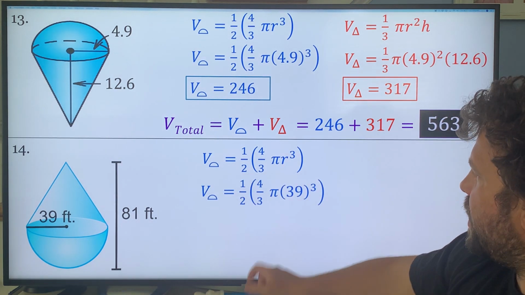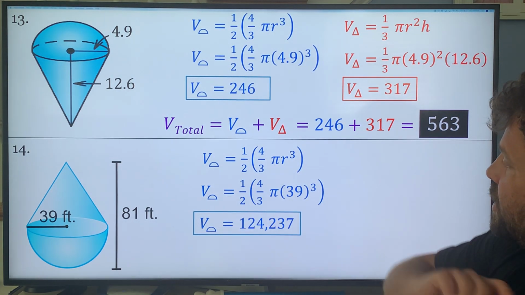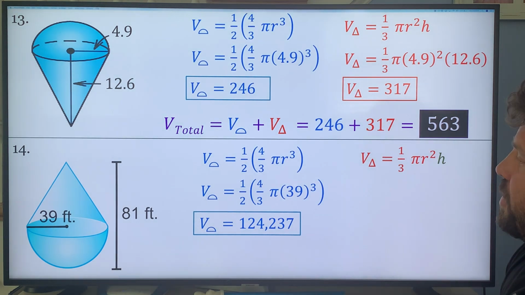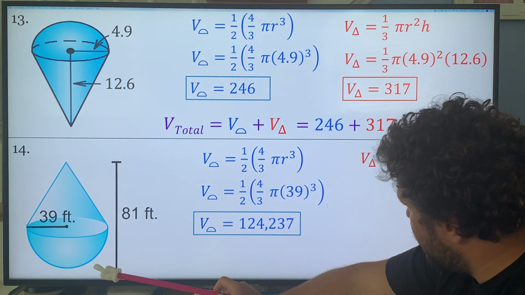All right, and finally, number 14, let's do hemisphere on bottom, 1/2 of a sphere, 1/2 of 4/3 pi 39 cubed, 124,237. You have a big height here. Your height is, now, it's not 81. It's actually 81 minus 39.